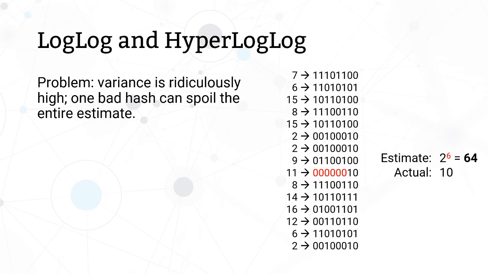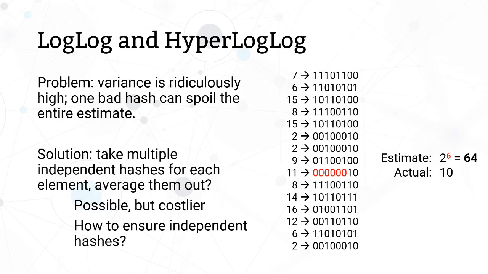But you can already think of some problems, such as having a very high variance, right? Because the moment you have one bad hash, one hash that's very unlucky and has a lot of zeros, this hash can spoil your entire estimate. So as you can see here, if this 11 instead got hashed to 6 leading zeros, then we'll actually report an estimate of 64, which is of course much bigger than the actual answer of 10.